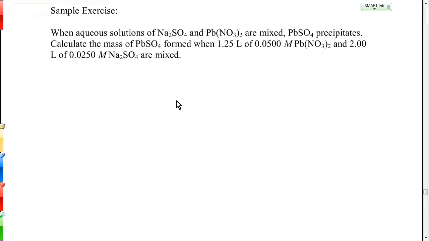The other wrinkle you could put in here would be to not give you the formulas. That would be a common way to ask this question. They would just say the words sodium sulfate and lead nitrate, and you'd have to write it down from there.